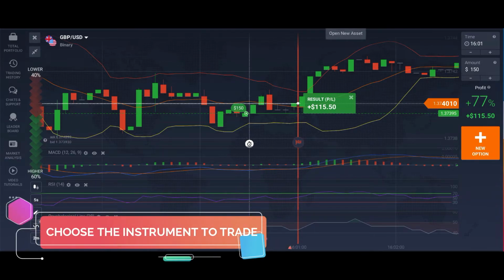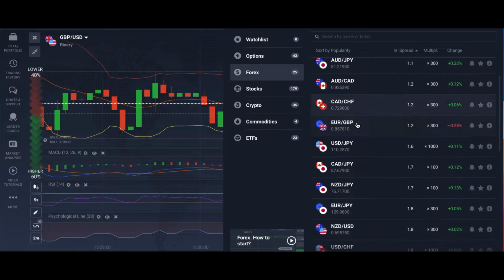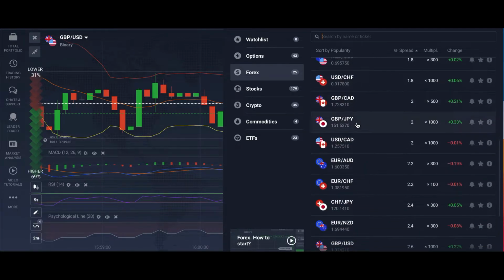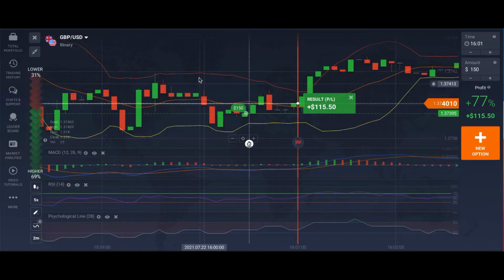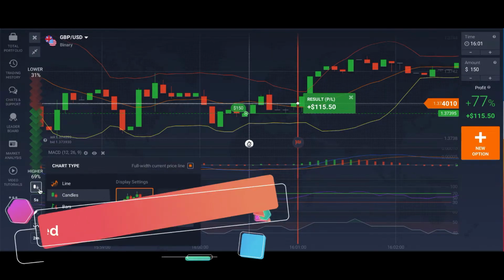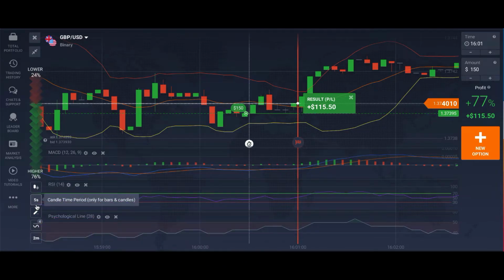Once you come in here, you can then select the instrument that you want to trade. So I typically trade the Forex, and you can find the British Pound US dollars somewhere here. There you go. So once you've got it up here, what you want to do then is just go and select your chart type. I typically use the candlestick, the traditional candlestick, and the candle time period of 5 seconds, which is what you have here, and a couple of indicators.